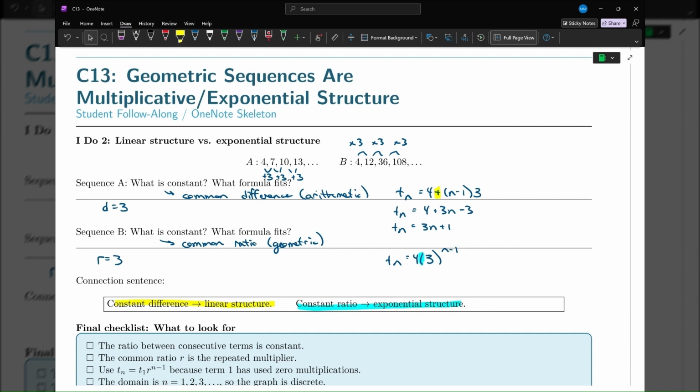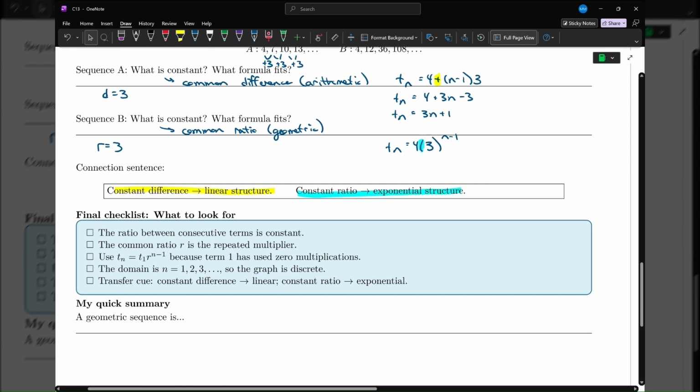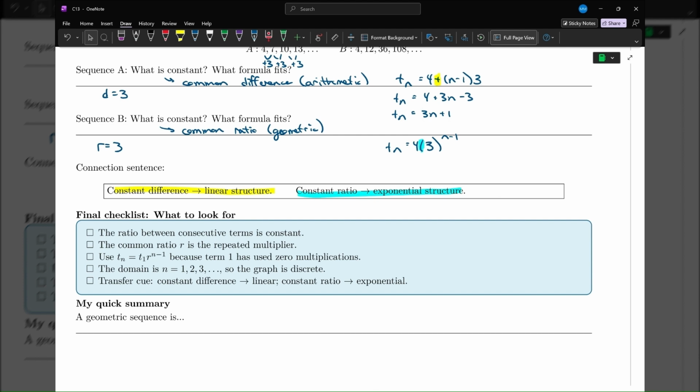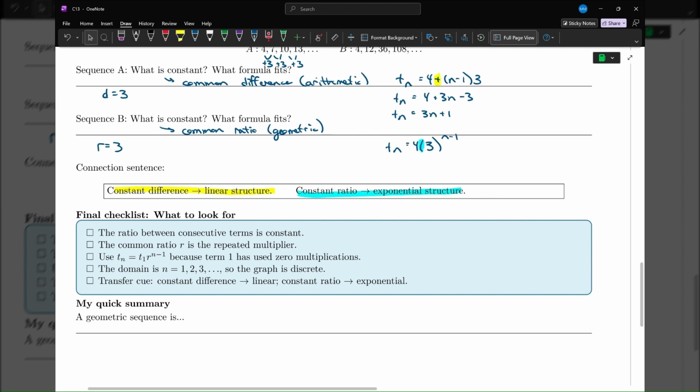So you can see there's my checklist. And again, the quick summary is going to be for you to fill out. But again, just making the connection here. Arithmetic sequences are those restricted linear functions, right? So linear functions that are discrete, and the n has to be a natural number. I'm going to write this for both. So remember, n has to be a natural number, so like 1, 2, 3, and so on. No decimals, no negatives, no zeros.